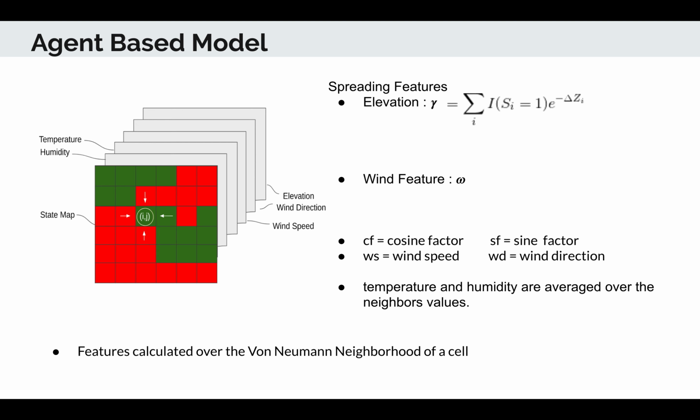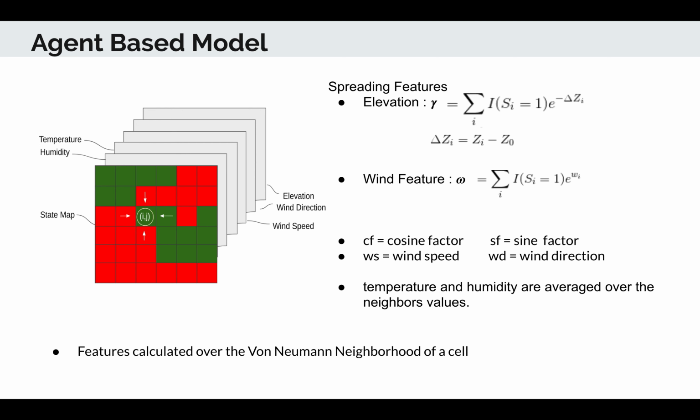And so for our elevation feature, we're really just trying to make sure that fire always is going to have a higher likelihood of spreading uphill, right? Because heat rises. And so we're just looking at the sum of the exponentiated negative differences between a cell and its neighbors. And that is just going to lower the likelihood that fire spreads downhill. And this delta z term is just a vector of differences of heights.